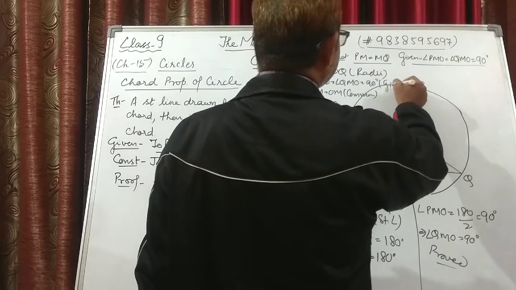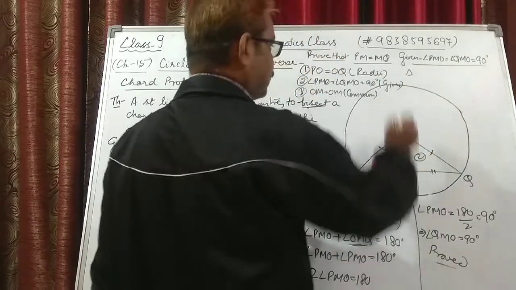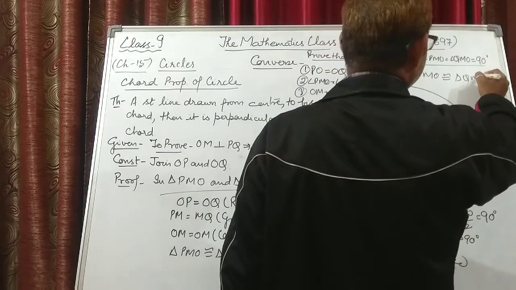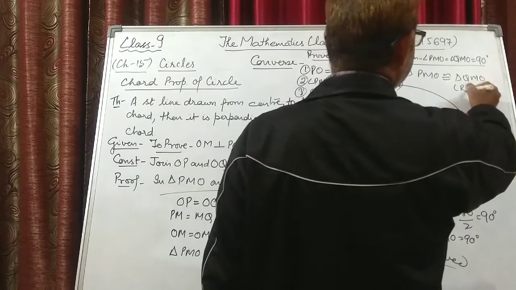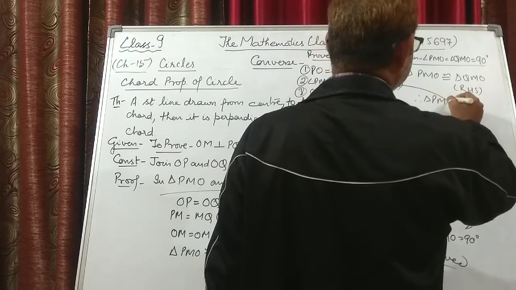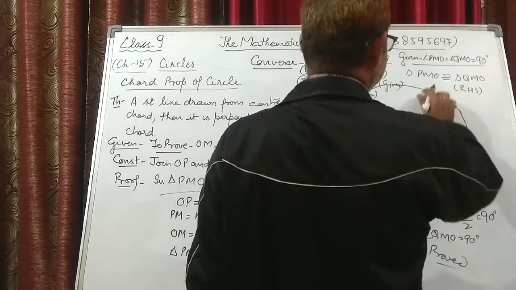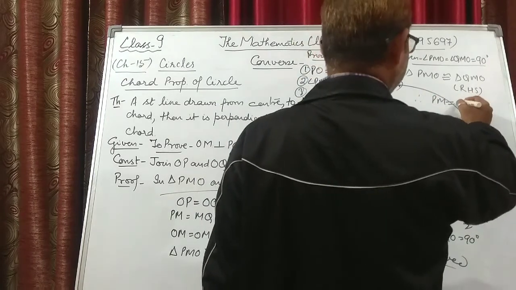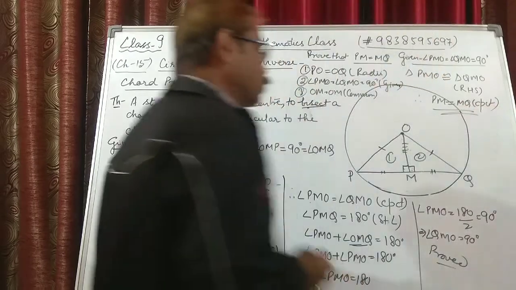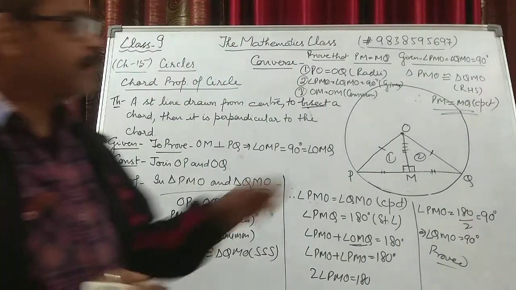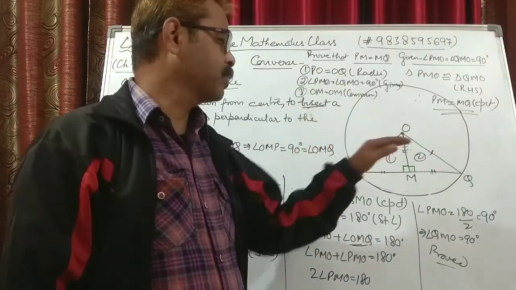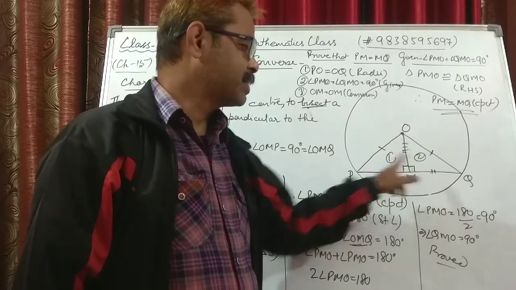And this is given. So we can say that triangle PMO is congruent to triangle QMO. Reason is RHS. Therefore side PM is equal to MQ by CPCT. So we have also proved that if a line is drawn from the center and it is perpendicular to the chord, then it bisects the chord.